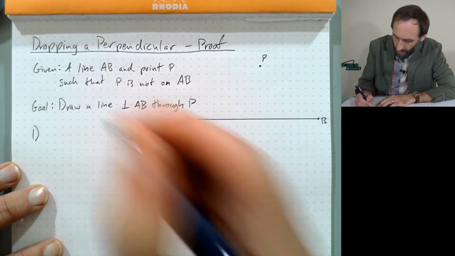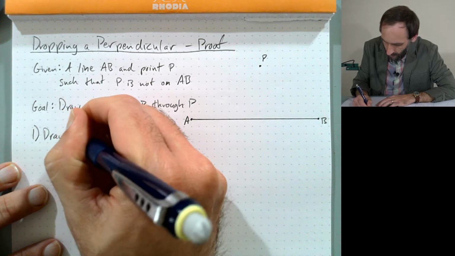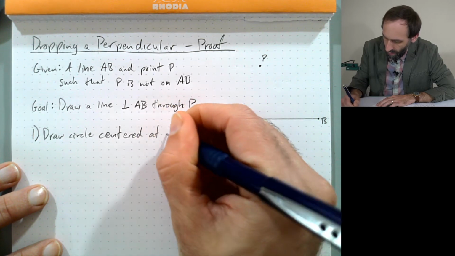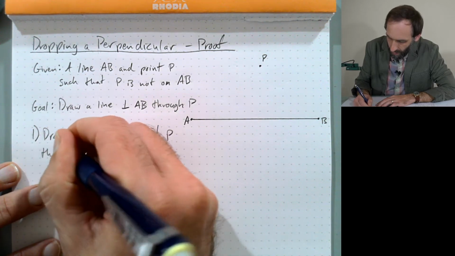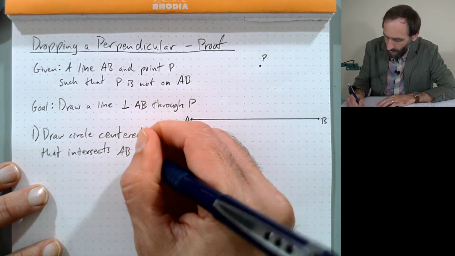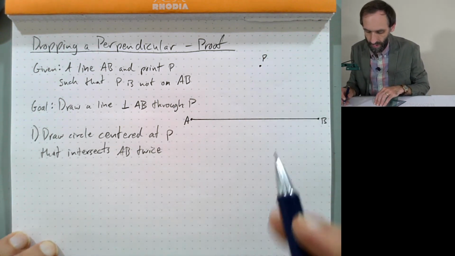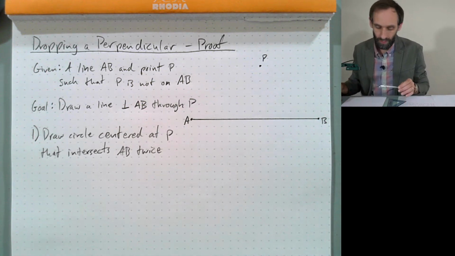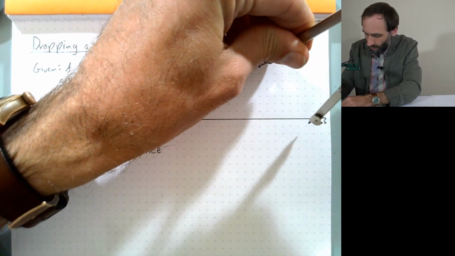And as we saw in the construction, the first step is draw a circle centered at P that intersects AB twice. So it has to intersect this line here in two different places. You can always extend the line AB if you have to. And that does follow one of our rules. We do have a rule about extending.